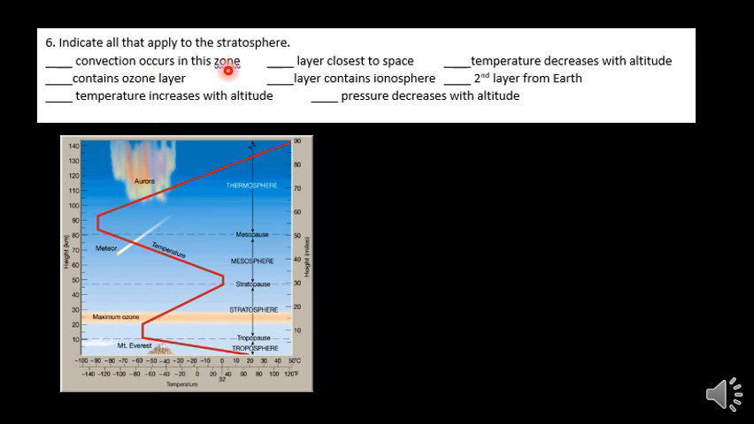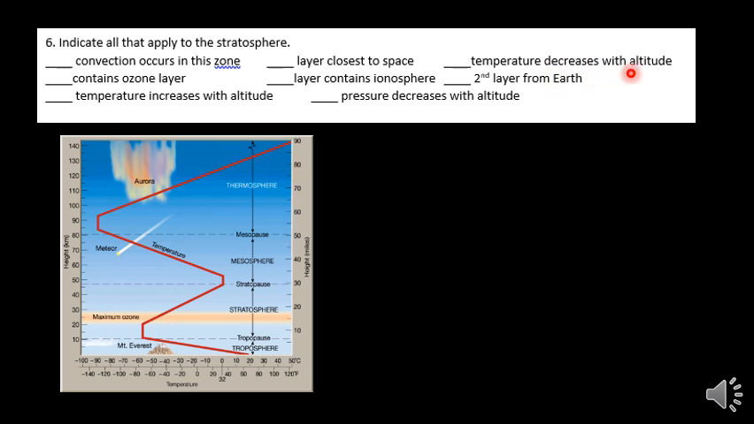Convection occurs in this zone? Well, we primarily look at convection. Convection occurs where hot air rises and cold air sinks. That would be in the troposphere, where we have weather patterns where the hot air rises and cools, and then it rains and the cool air sinks back down. That's mainly a troposphere thing. That's not a stratosphere thing. It's obviously not the layer closest to space. That would be the thermosphere.